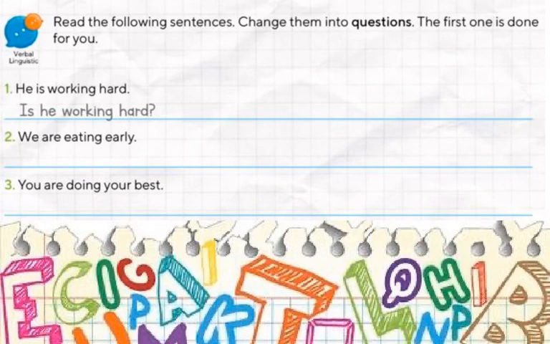Number 1, he is working hard. We switch the pronoun and the verb to be. Is he working hard? Number 2, we are eating early. We switch the pronoun and the verb to be. Are we eating early? And we add the question mark. Number 3, you are doing your best. We switch the pronoun and the verb to be. Are you doing your best?